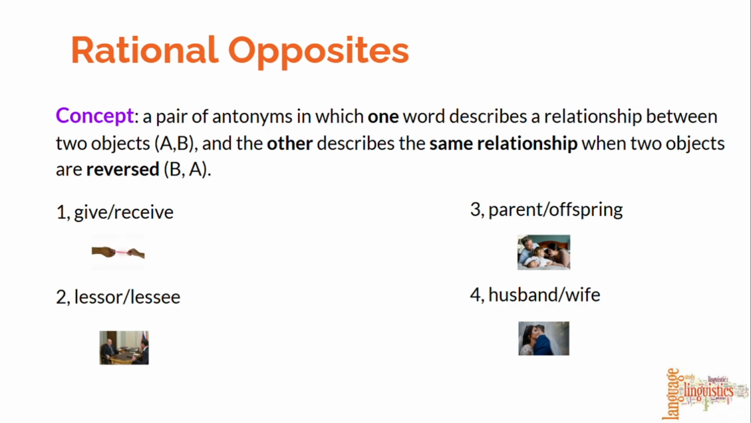And those two sentences mean the same, even though those two words are reversed. And it is a pair of rational opposites. Let's look at the first pair, husband and wife. If I say, I'm the husband of her, you can also say, you are the wife of me. So those two sentences mean the same, even though those two words are reversed.